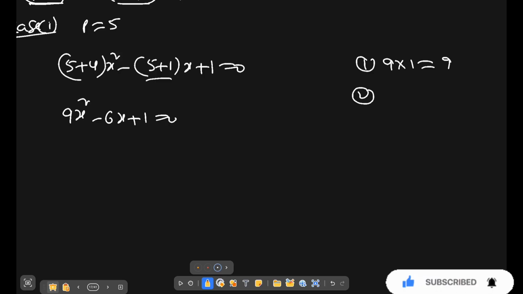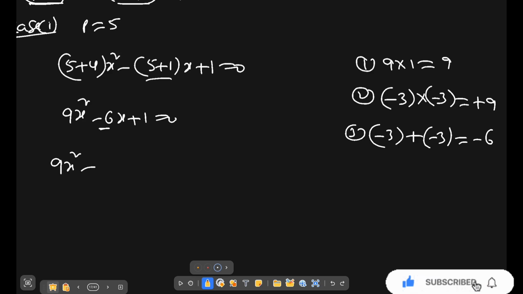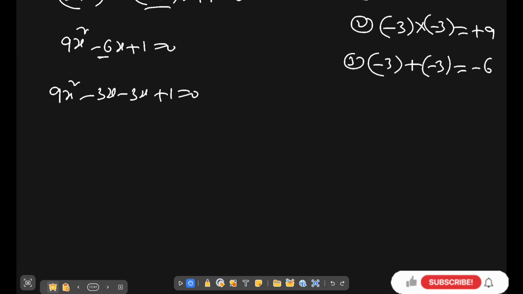So the factors of 9 must be such that if we multiply we should get 9 and if we add we should get the middle term 6. So what are the suitable factors? Minus 3 into minus 3 is equals to plus 9. Minus 3 plus minus 3 is equals to minus 6. So the middle term 6x can be written as minus 3x minus 3x plus 1 equal to 0 as it is.